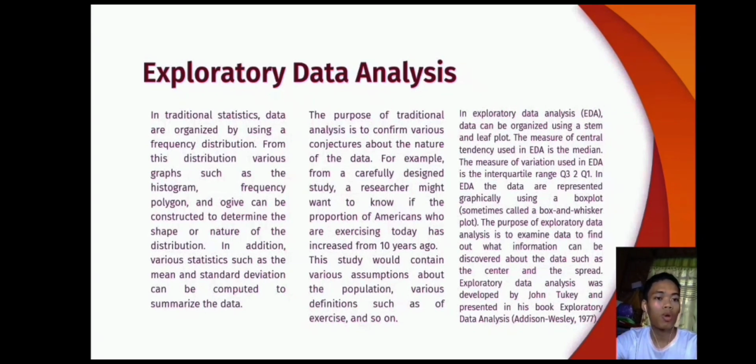The purpose of exploratory data analysis is to examine data to find out what information can be discovered about the data, such as the center and the spread. Exploratory data analysis was developed by John Tukey and presented in his book Exploratory Data Analysis. So there is actually a difference between traditional statistics and exploratory data analysis.